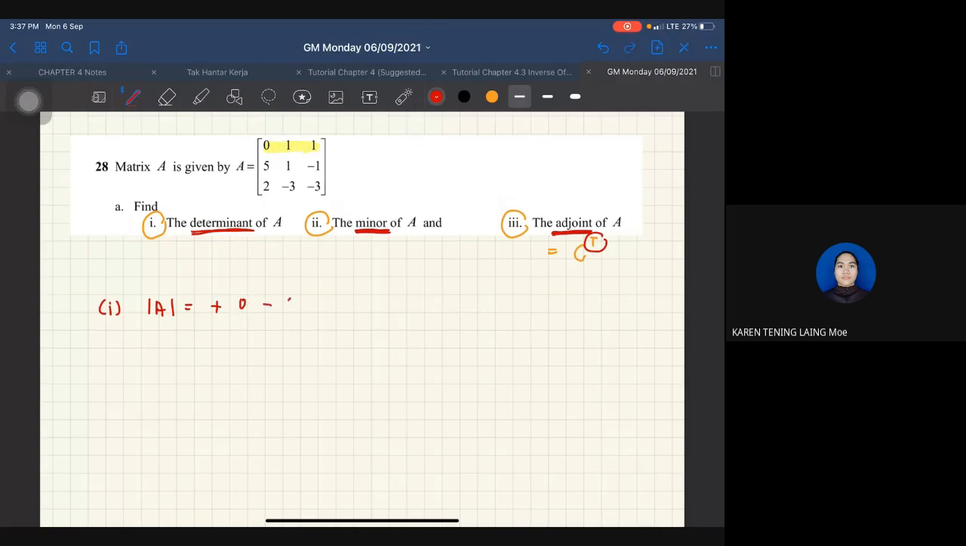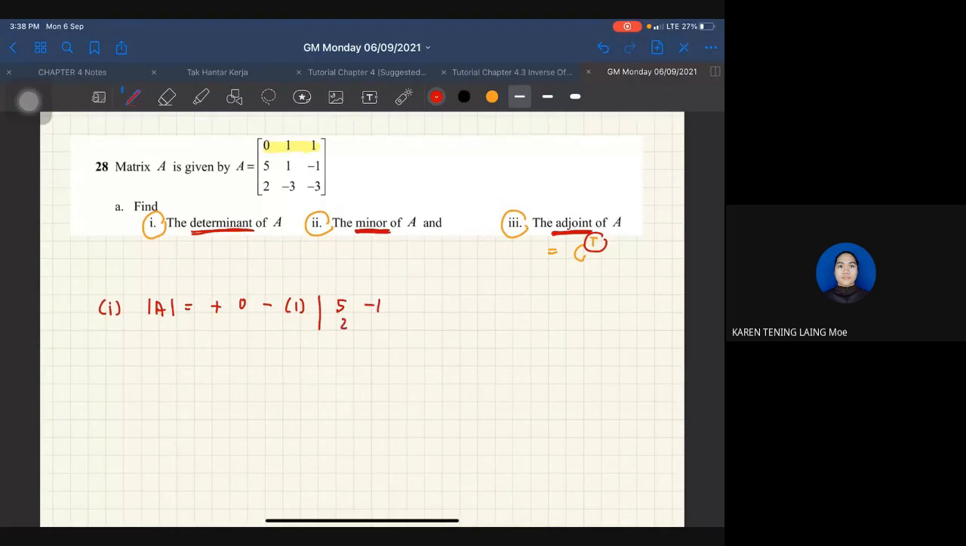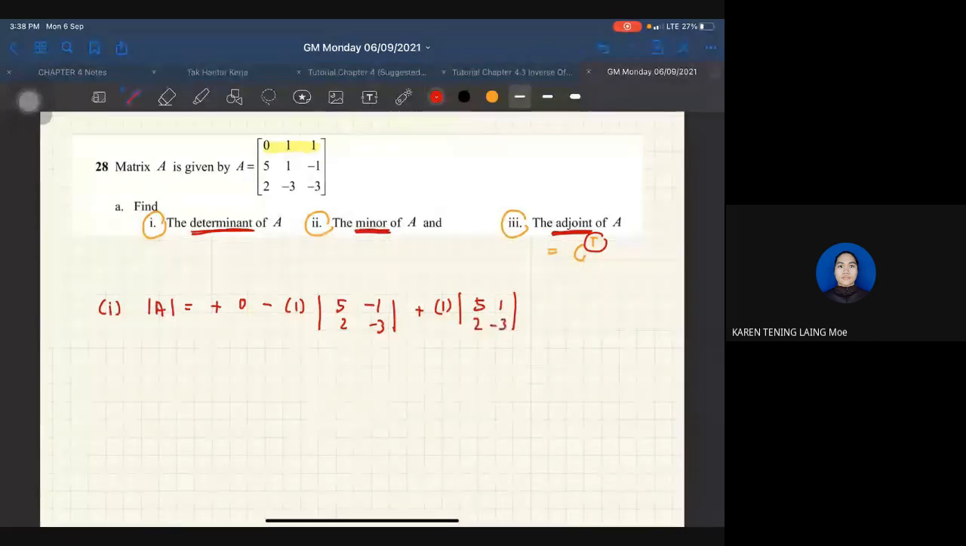Okay, and then minus, so you have 1, and then eliminate the second column and the first row. So you are left with 5, negative 1, 2, negative 3, and then lastly plus 1 times determinant of, so awak akan ada 5, 1, 2, negative 3. Okay, cuba kira dengan saya sama-sama. Ini awak dapat apa?